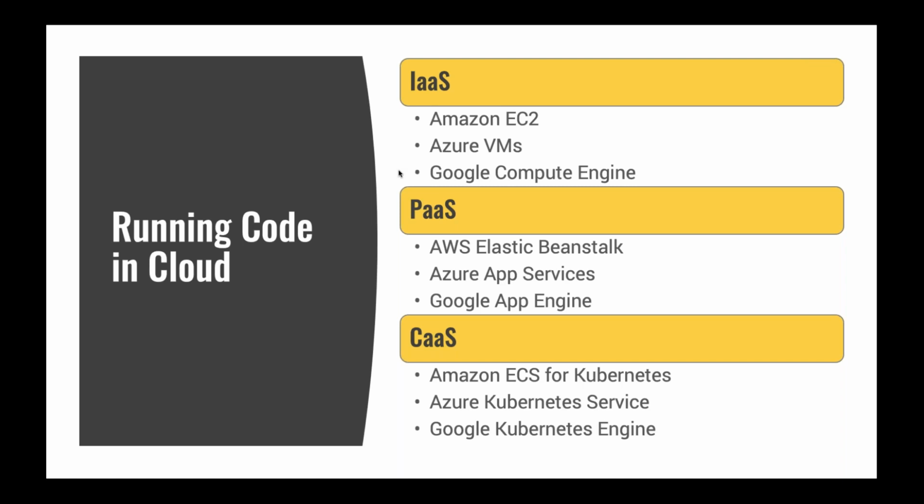And then we have PaaS, for example, Elastic Beanstalk, Azure App Services, and Google App Engine, where you don't need to spin up servers, you just bring your code and run it. More recently, we have seen the proliferation of containers, and there is a new delivery model for executing code called CaaS, Containers as a Service. There we have Amazon's EKS, which is ECS for Kubernetes, Azure Kubernetes Service, and of course, my favorite, Google Kubernetes Engine.